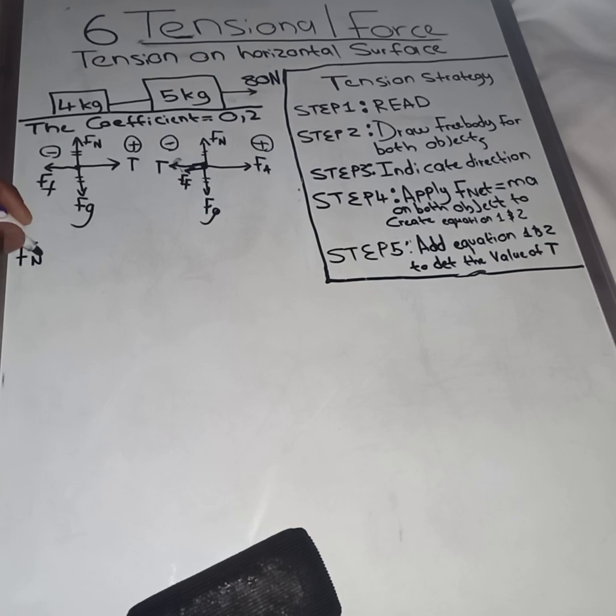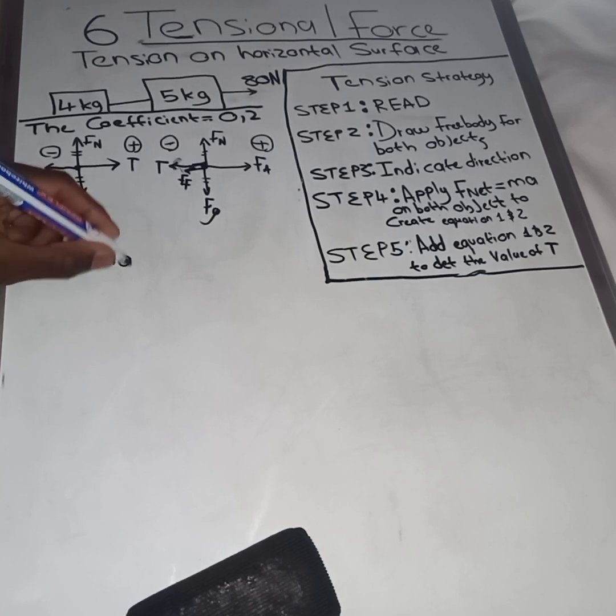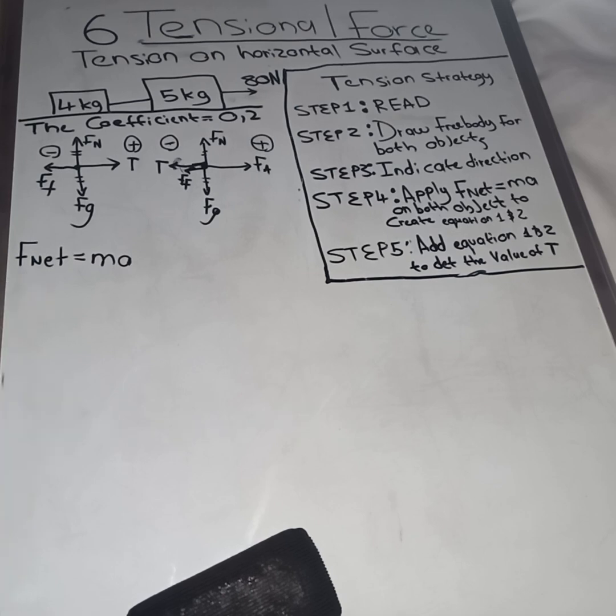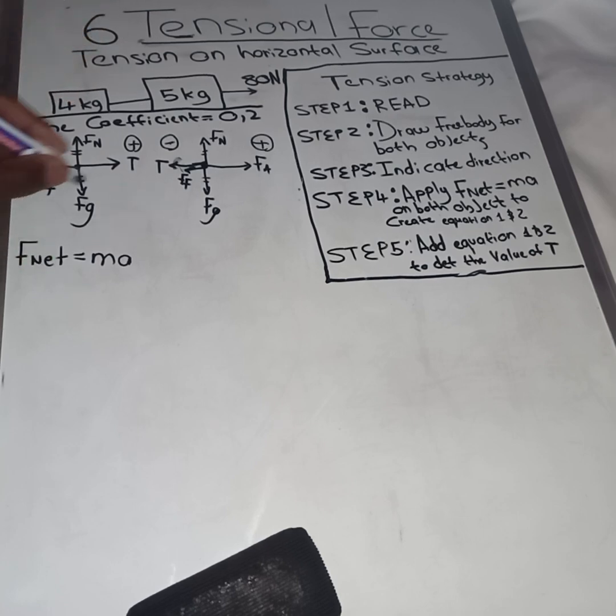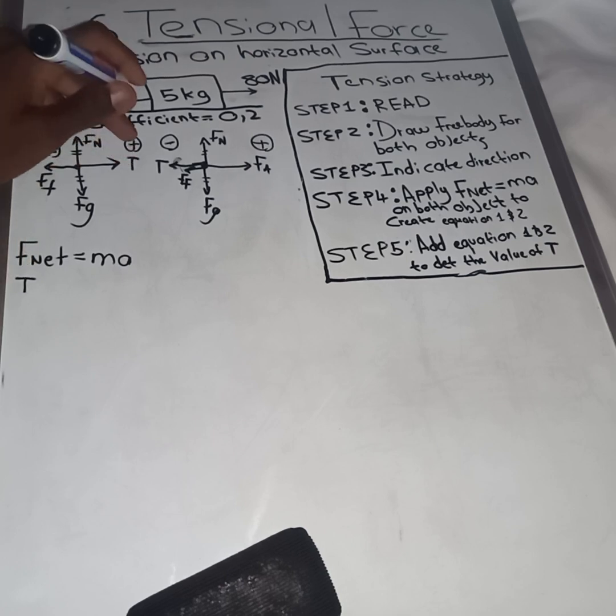So F net, write this down. F net is the sum of two or more forces acting on the object. So here we have what? We have two forces acting on 4 kg. So we are going to add what? Tension and frictional force.